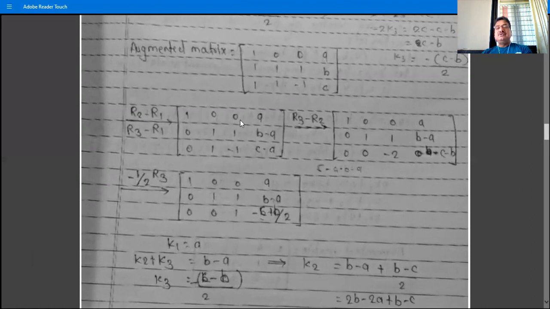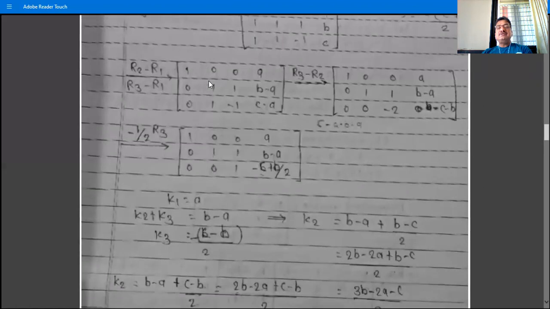So we have 1, 0, 0, A; 0, 1 minus 0, 1 minus 0, B minus A. And then 1 minus 1 is 0, 1 minus 0 is 1, minus 1 minus 0 is minus 1, and C minus A. Then we have to reduce this element to 1, but it is already 1. So we have to reduce this element to 0. So R3 minus R2 is the operation. The first row and second row stay as they are. So 0, 1 minus 1 is 0, and minus 2 here.